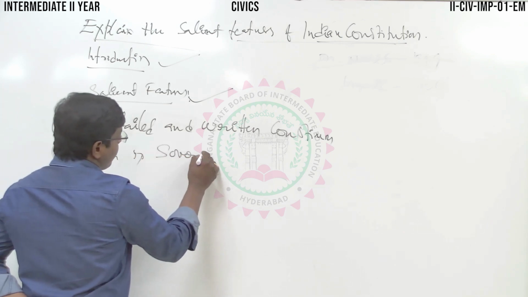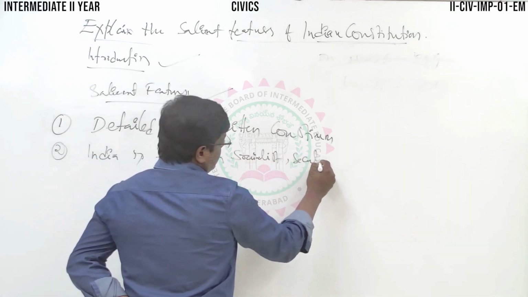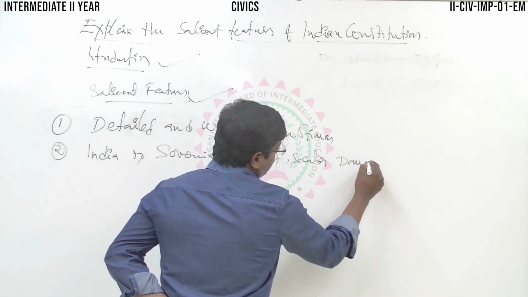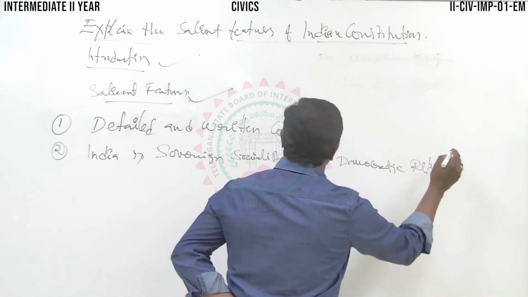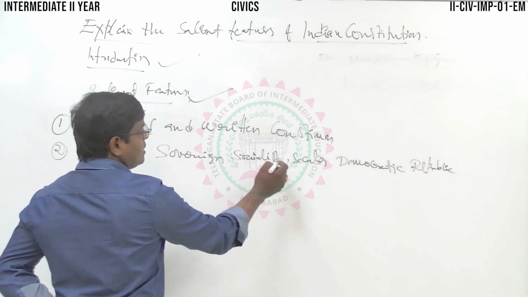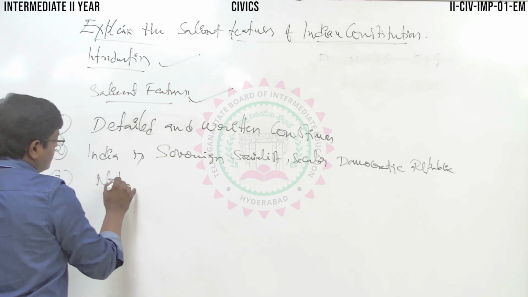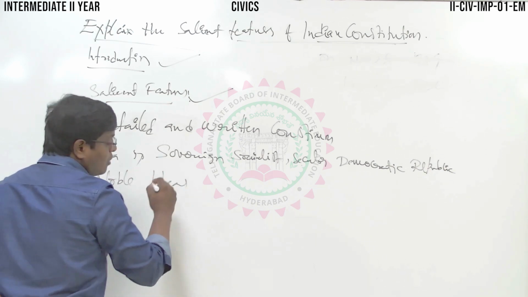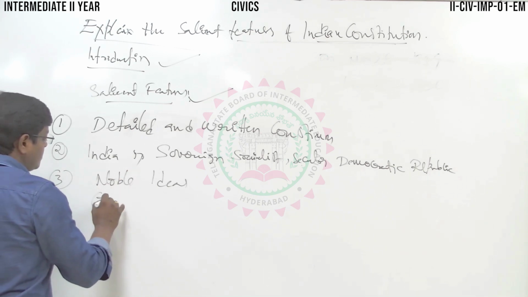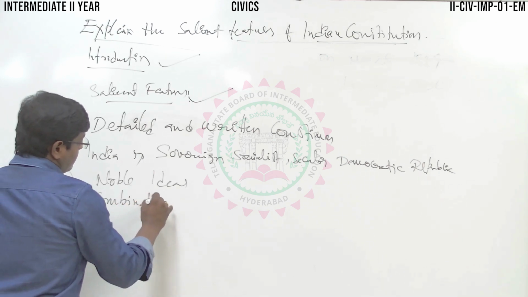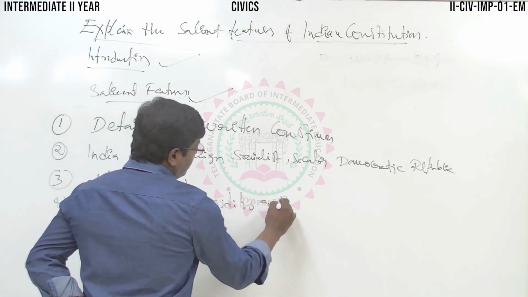And the second one is that India is sovereign, socialist, secular, democratic, republic. India is a sovereign, socialist, secular, democratic republic. And third one, noble ideas. Noble ideas. And fourth one, combination of rigidity and flexibility.